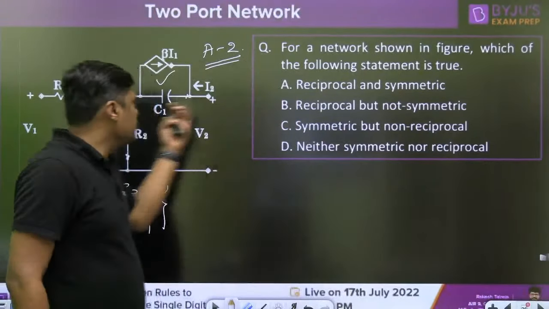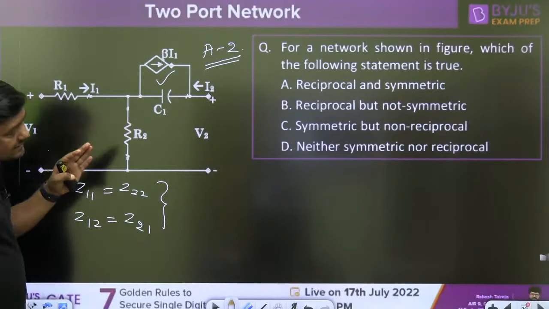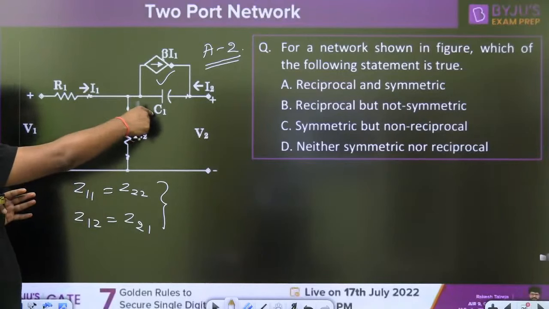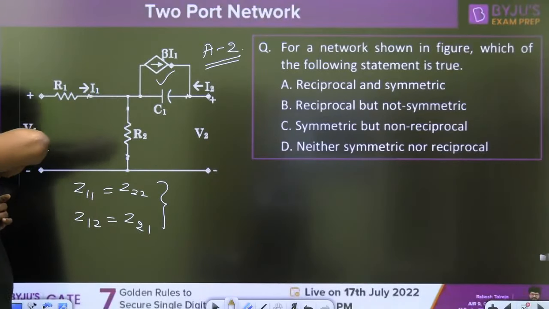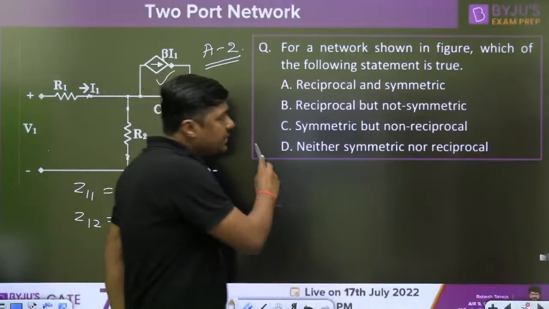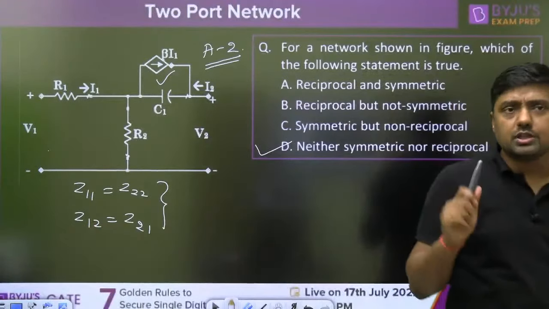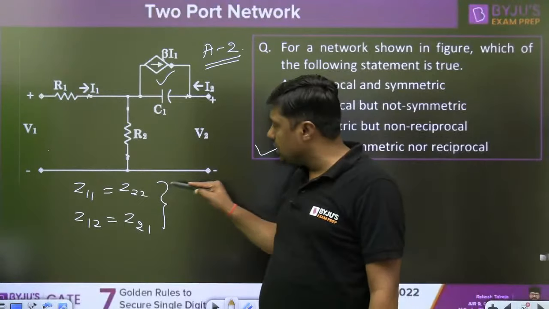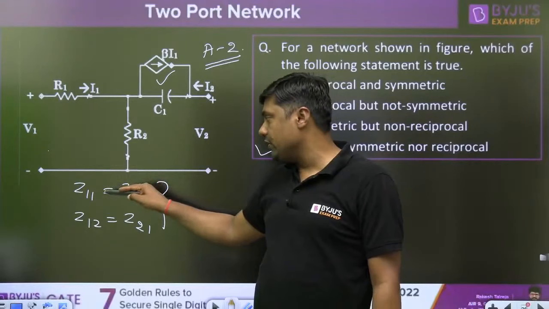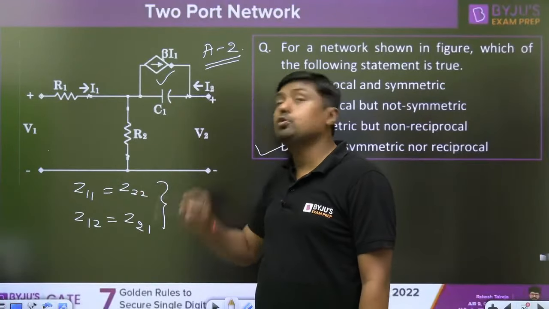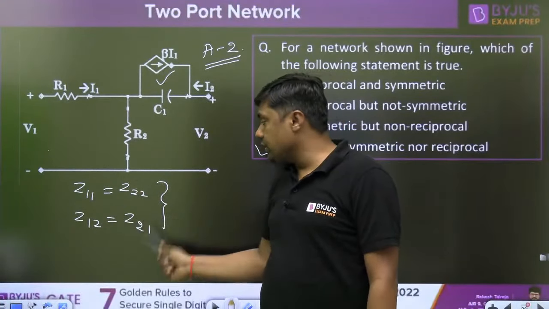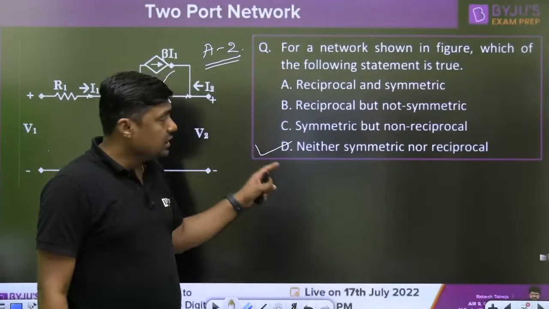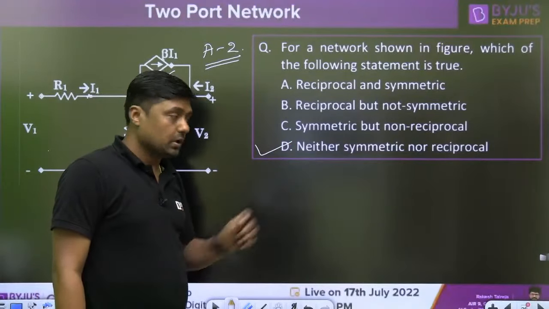And when I am watching from this side to this side, it is not electrically symmetrical. It is visible in this diagram because here the capacitance is connected, the dependent source is connected. And that's why the answer is neither symmetric nor reciprocal, directly by watching the diagram. But you can find the values of Z11 and Z22, and you will find Z11 is not equal to Z22, and Z12 is not equal to Z21. And that's why this particular network is neither symmetric nor reciprocal. Right?